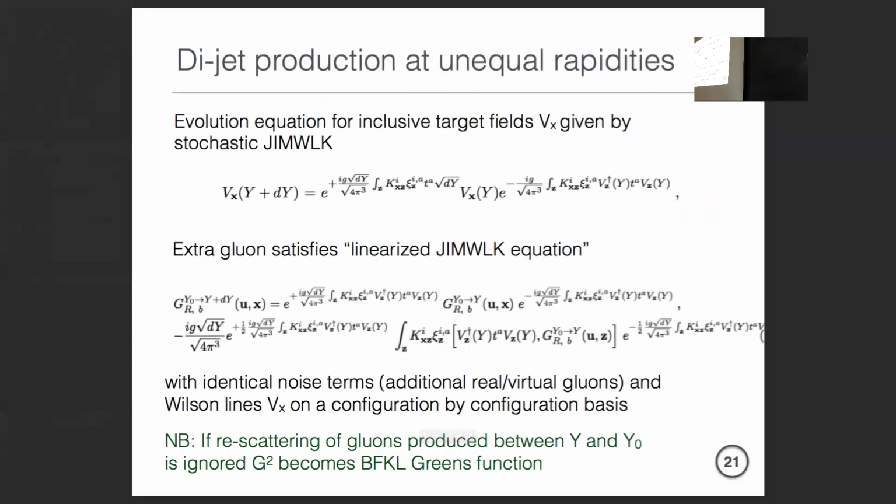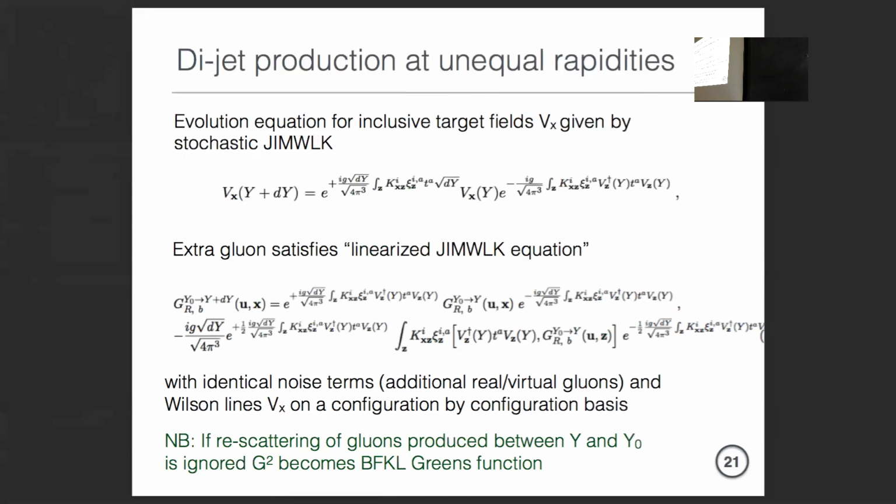So the Wilson lines, in the language of JIMWLK, satisfy these ordinary stochastic Langevin equations. This is just the stochastic form of JIMWLK. And the extra gluon basically describes the action of a derivative on these Wilson lines, and so it satisfies, quote-unquote, linearized JIMWLK evolution, because you're just looking at what that one extra gluon did.